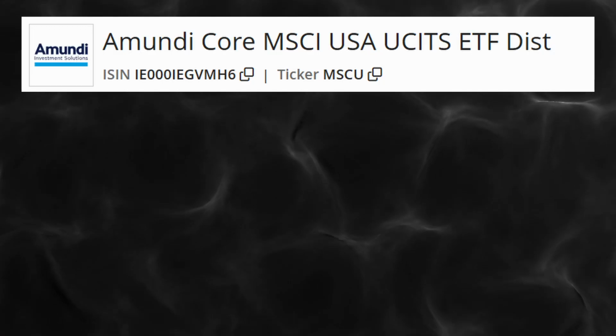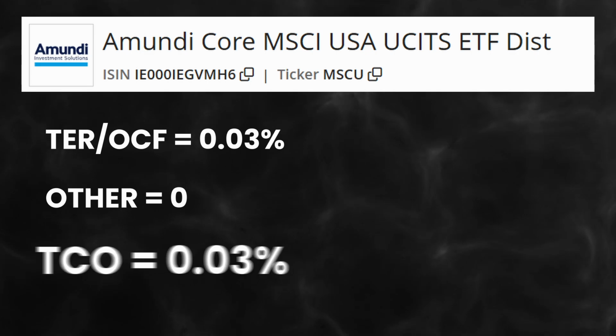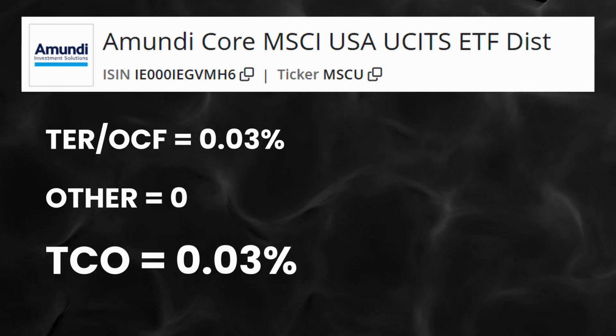And a similar alternative that tracks the MSCI USA Index of the leading stocks on the US market, 543 stocks in all, is Amundi MSCI USA ETF distribution with a ticker of MSCU. Again, this is very low cost with no transaction costs, with a total cost of ownership of 0.03%.